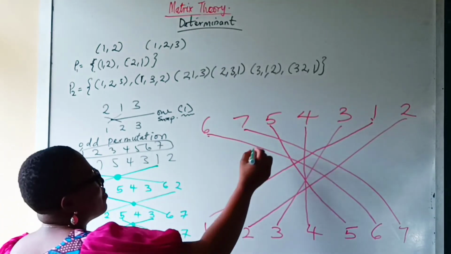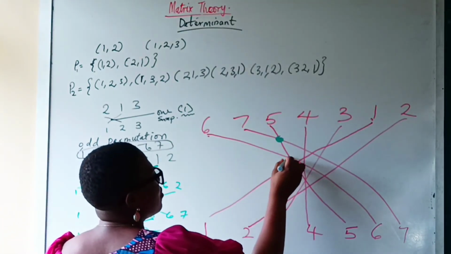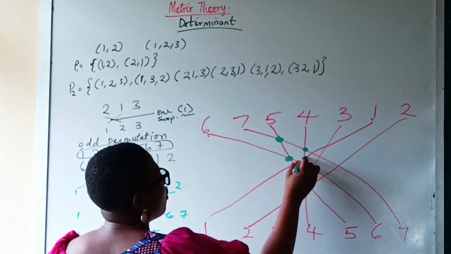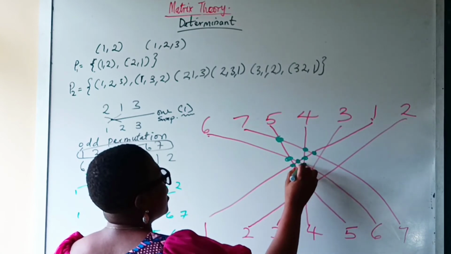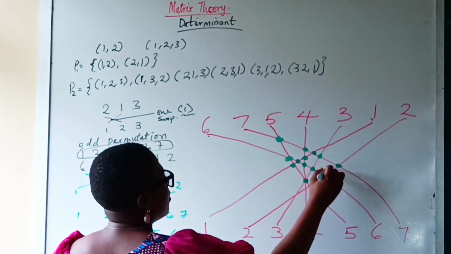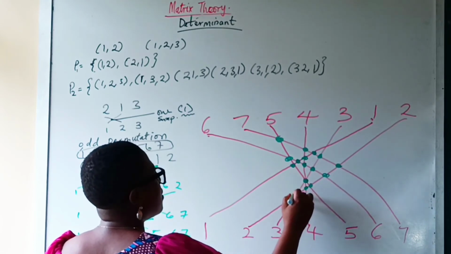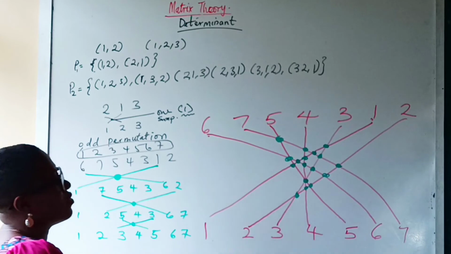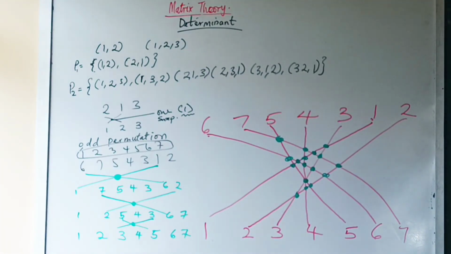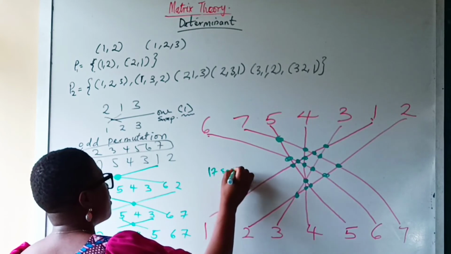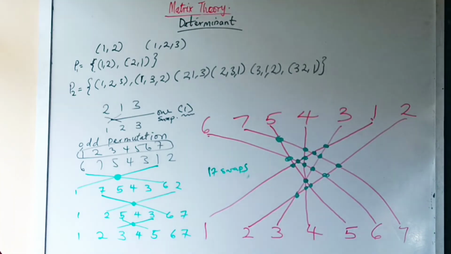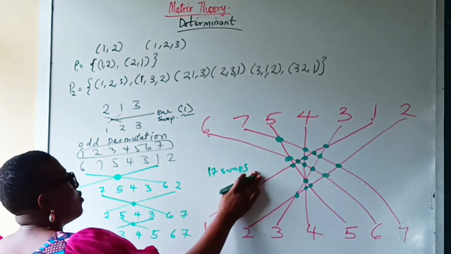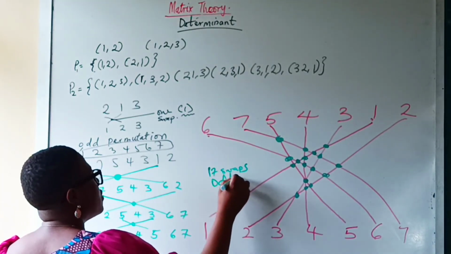So now we count 1, 2, 3, 4, 5, 6, 7, 8, 9, 10, 11, 12, 13, 14, 15, 16, 17. So you see it's odd. We have 17 swaps. Well, we didn't swap 4. 4 was already in its position. You must always align them. So we have 17 swaps. So this is an odd permutation.